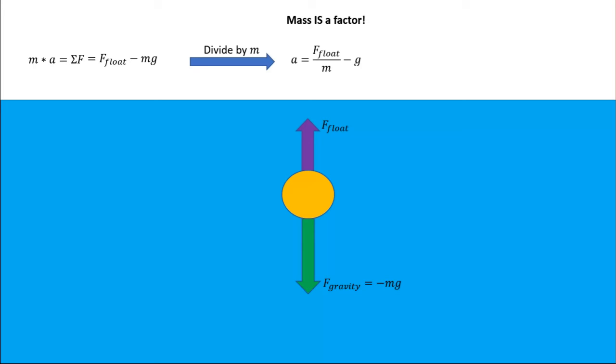At the same time, the gravity term is unaffected by mass, so we can think of it like this. The lighter the object, the more it will resist gravity, but the heavier the object, the more gravity will overcome the floating force. That's it for this video.